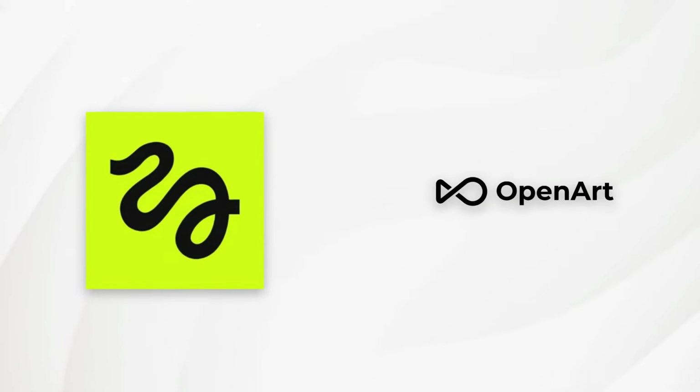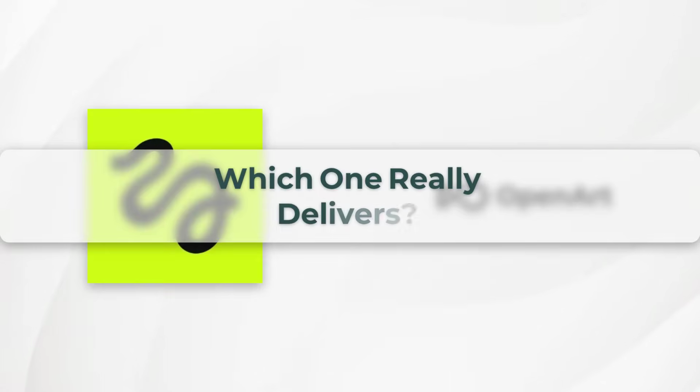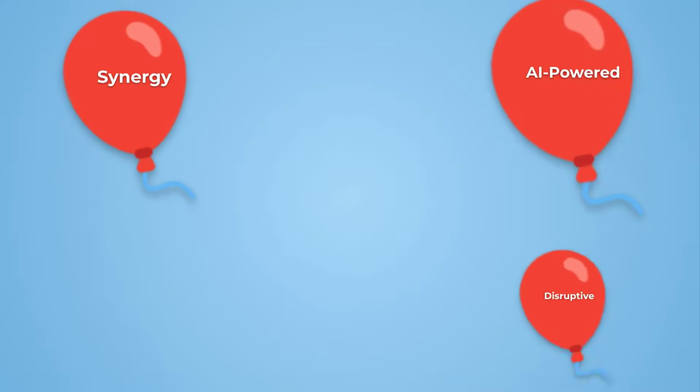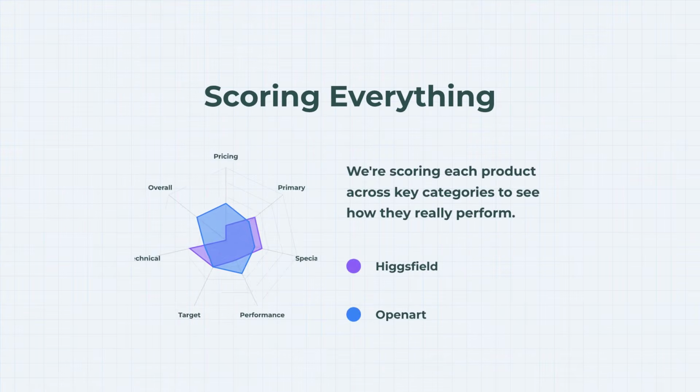Two AI powerhouses, Higgsfield and OpenArt, each with their own game-changing magic. Which one really delivers? On the left, Higgsfield, the cinematic VFX video generator with Hollywood-grade controls. And on the right, OpenArt, the versatile AI-powered image creation and editing platform. Let's skip the buzzwords and get to the real stuff. Each category earns points, and at the end, you'll see exactly who comes out on top. The result might just surprise you in 2025.